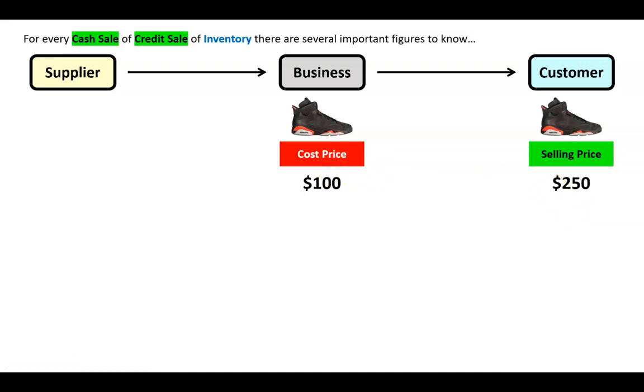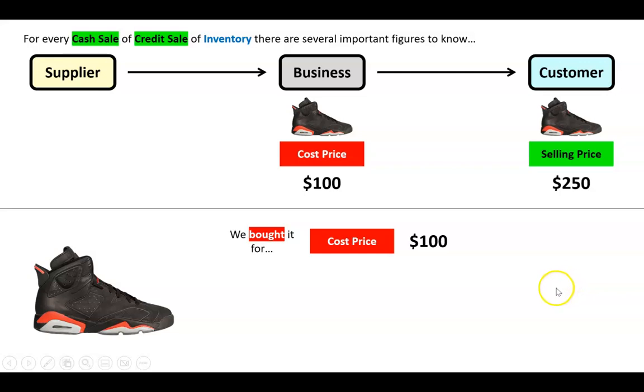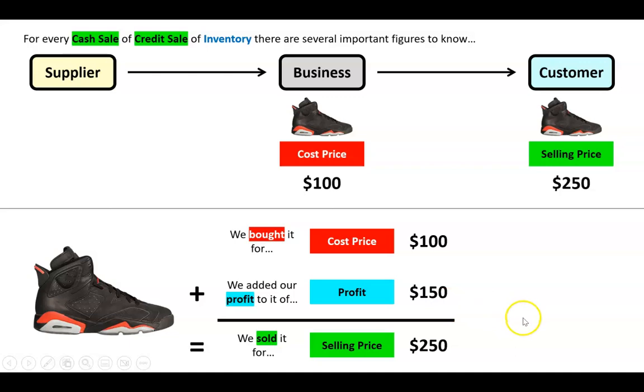We will actually deal with what happens when we sell something below cost price, but we'll deal with that later in the course. So in this case, we bought that shoe for $100. That's called the cost price. We added our profit to it, which in this case was $150, because we sold it for $250. So if we sell it for $250 and it cost us $100, our profit on that shoe is $150.